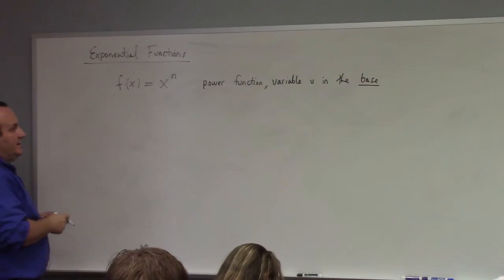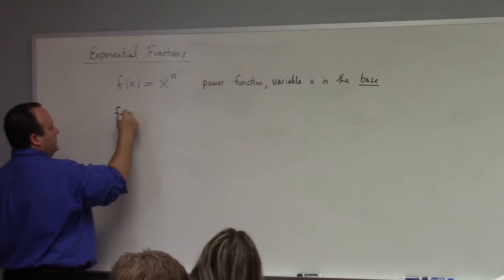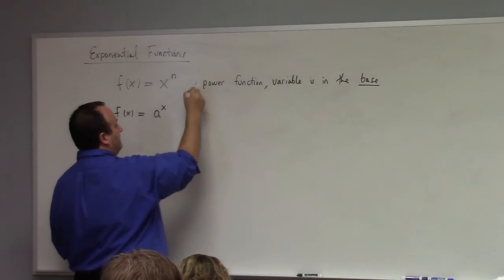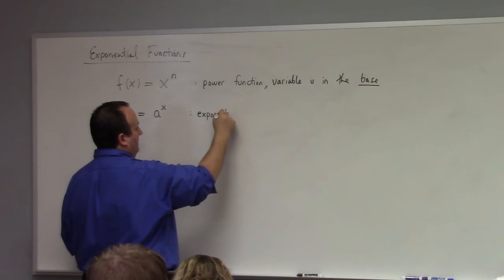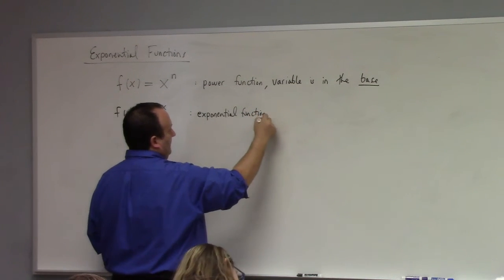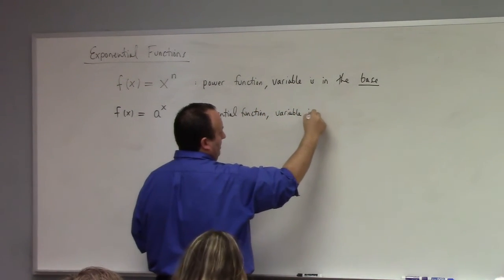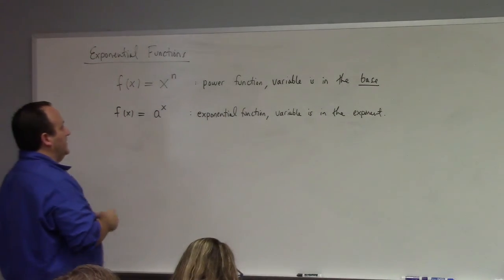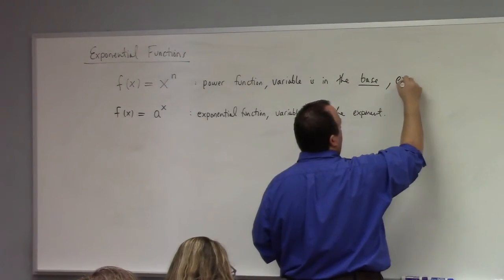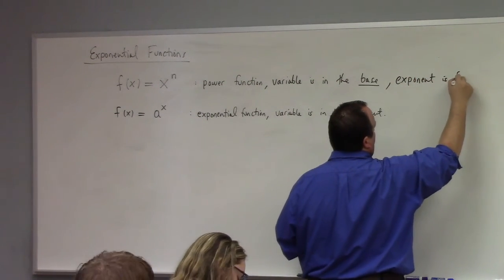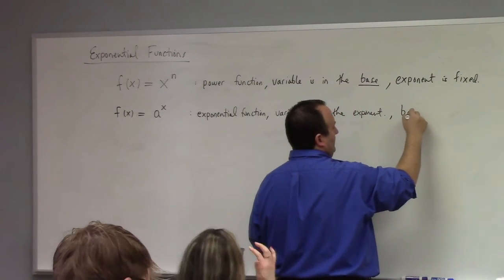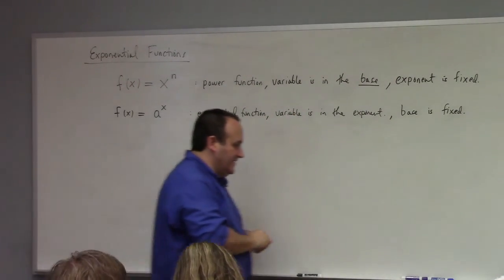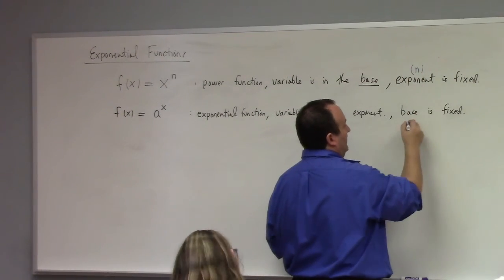In contrast, if we talk about f of x equal to, say, a to the power x, this is what's called an exponential function. So it essentially just has to have a different base. The variable is in the exponent. Notice that here the exponent is fixed, and here the base is fixed. The exponent in the first formula is n. The base in this one is a.